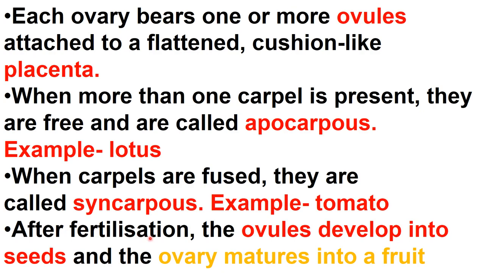Now after fertilization, how will the fertilization occur? When the pollen grain lands on the stigma, it enters through the style and reaches the ovary part, and after that fertilization occurs, right? And after the fertilization, what happens with the ovules that are present inside the ovary? Those ovules develop into seeds. So that is how the seeds are produced inside the flowering plant.